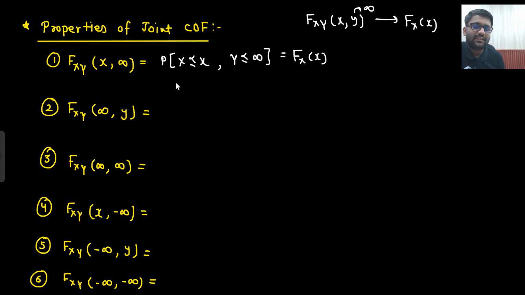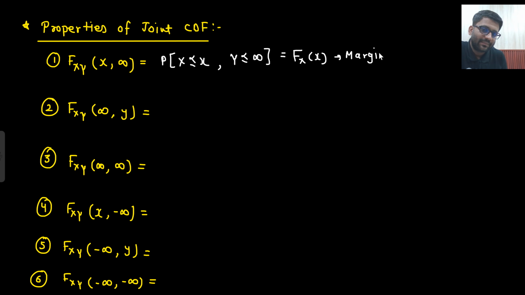And what does this particular thing represent? The CDF of random variable x. So this is actually known as the marginal CDF of random variable x. Is that clear to you? We will solve the problems, but as of now, is this property clear to you?